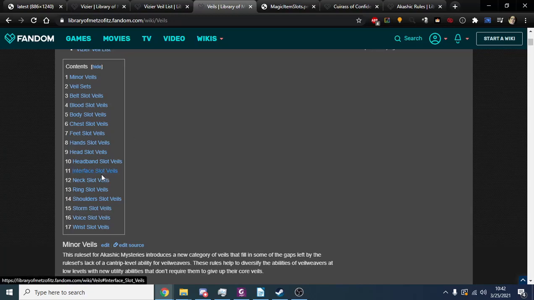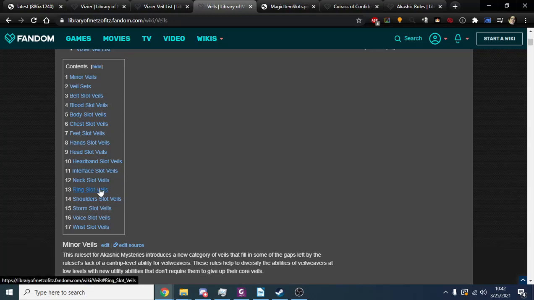There's also the interface slot, which is the slot for helmsmen, which is a more futuristic class. They get a mech, and they use their interface slot to interact with the mech, as well as their allies, if they are riding aboard their mech or vessel.